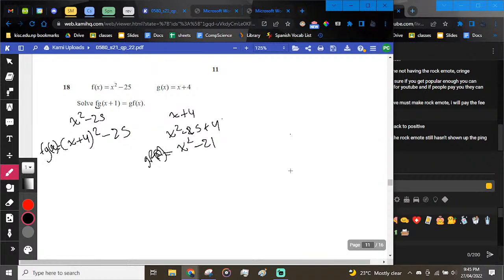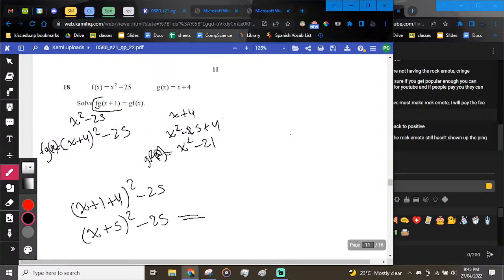Therefore, solve. It says solve. I don't like that. So now instead of x, we're going to put in x plus 1 into fg x, which is another layer of cringe. x plus 1 plus 4 squared minus 25. x plus 5 squared minus 25 equals 2, because we got this equals 2.